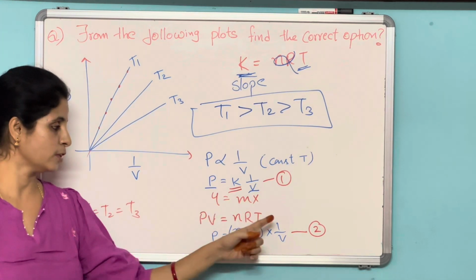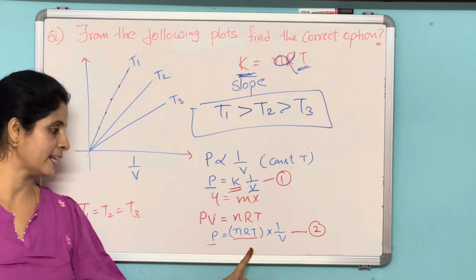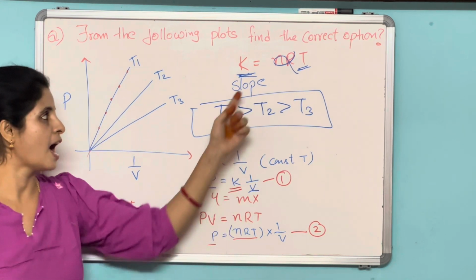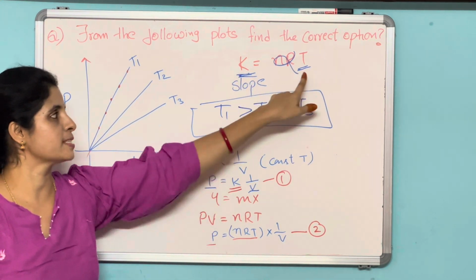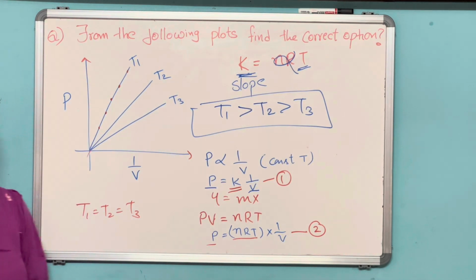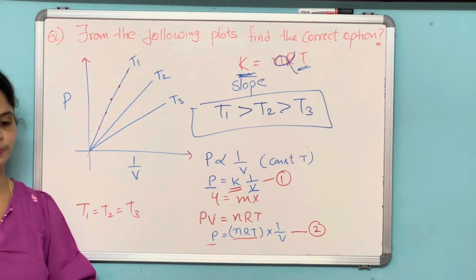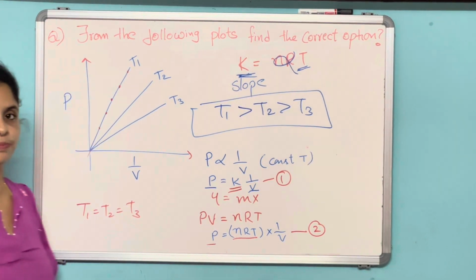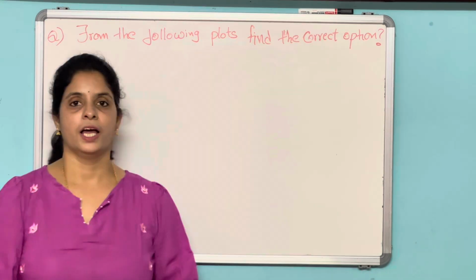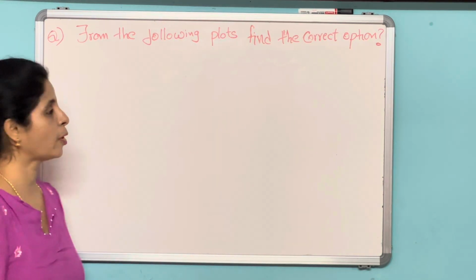So just write down Boyle's law, and from the ideal gas equation you equate these two, and here the slope is directly proportional to T. So T1 is greater than T2 greater than T3. Okay, now we'll solve another problem, then it will be more clear to you. Now we'll solve another problem like this.